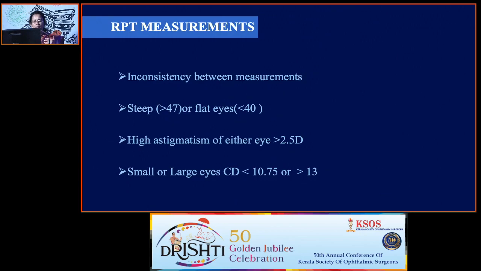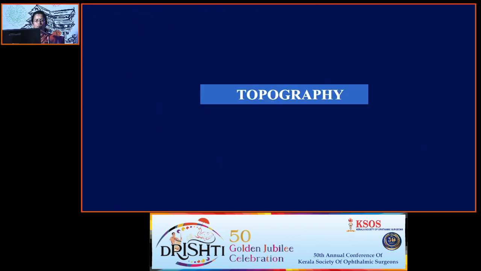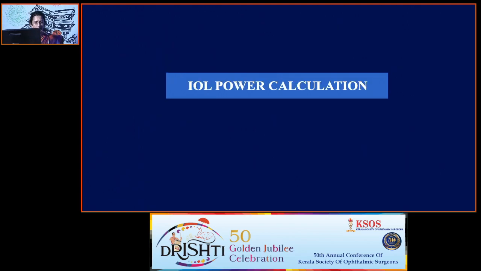You should repeat the measurements if there is inconsistency between measurements, if the steep axis is more than 47 diopters or the flat is less than 40 diopters, if there is high astigmatism of either eye of more than 2.5 diopters, and also if there is asymmetry between the eyes of more than 1 diopter. Topography is helpful in ruling out irregular astigmatism.